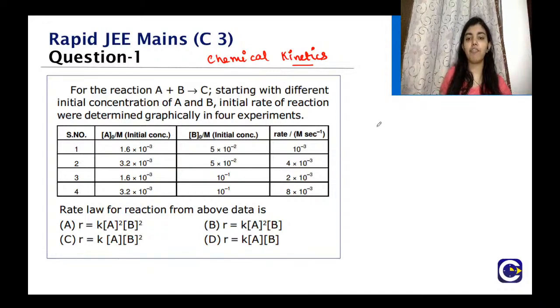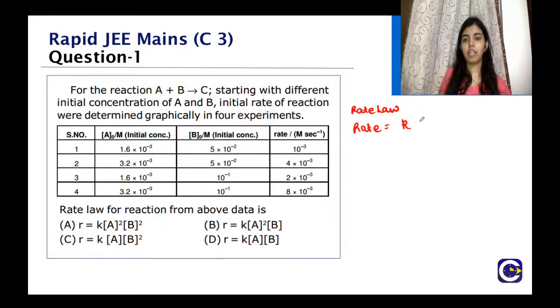So basically, we have to find the order with respect to A and the order with respect to B. These two things we have to find out. So first we'll write the rate law. Rate law equals rate constant into concentration of A raised to the power m, concentration of B raised to the power n, where m and n are the orders of the reaction respectively. Now we have to find out the values of m and n.